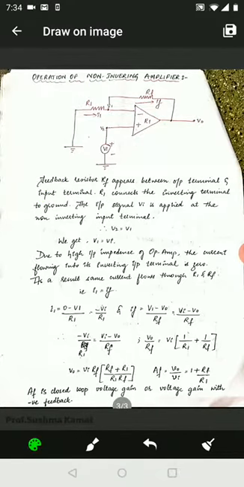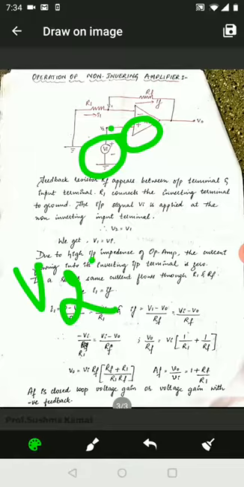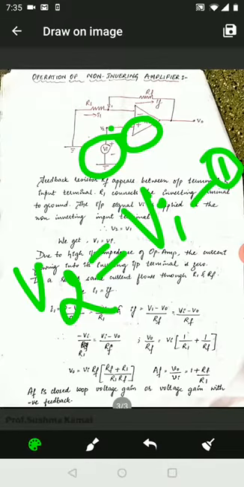Next, as the potential V2 is the one which connects the non-inverting terminal to the value of input Vi, we can say V2 is equal to Vi. If this happens to be the first equation, let us now move to the next.